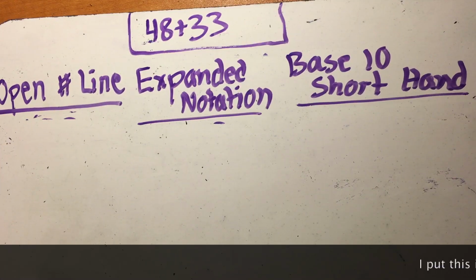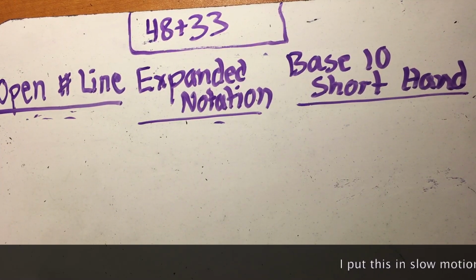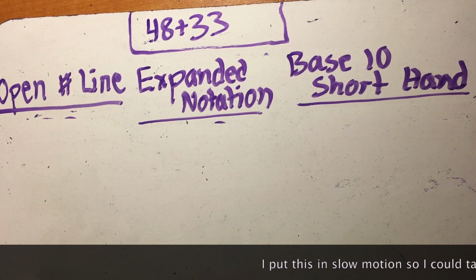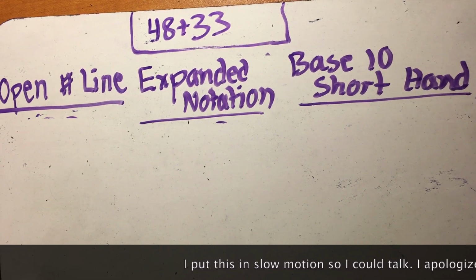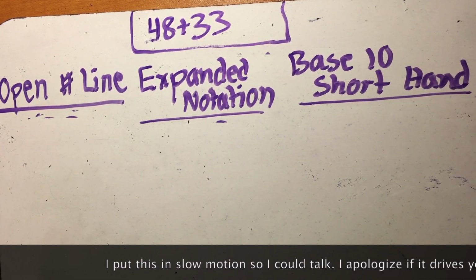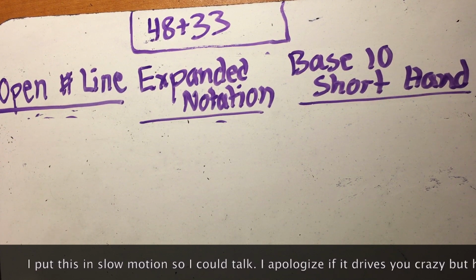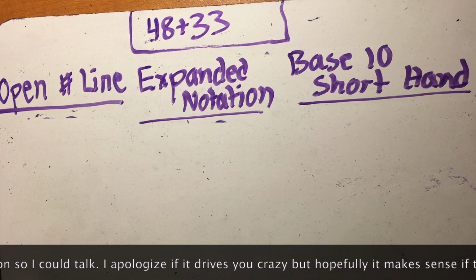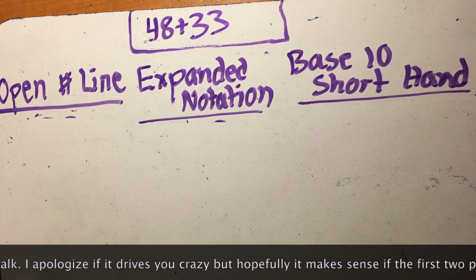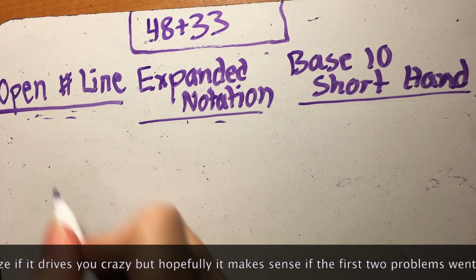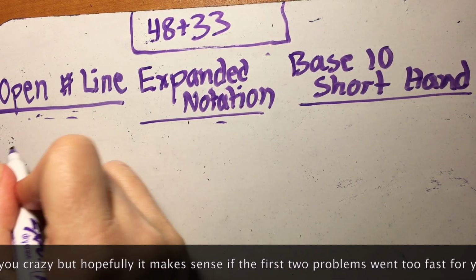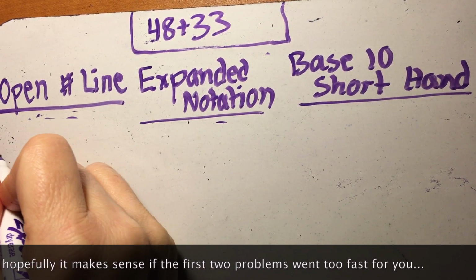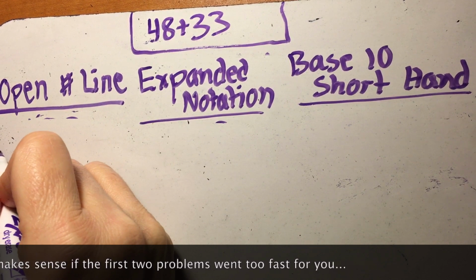All right, parents. So what I'm going to try and do here is give you 3 two-digit addition problems, and I'm going to show you how to do them with an open number line, expanded notation, which again is the partial sums, but your children called it expanded notation, and I will explain later why, and base 10 shorthand. So we're going to start at the open number line. I had to slow my hand down because I did this pretty quickly.